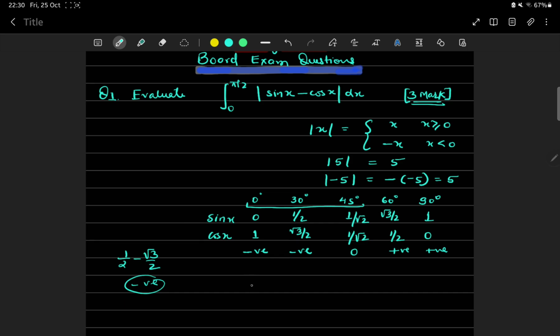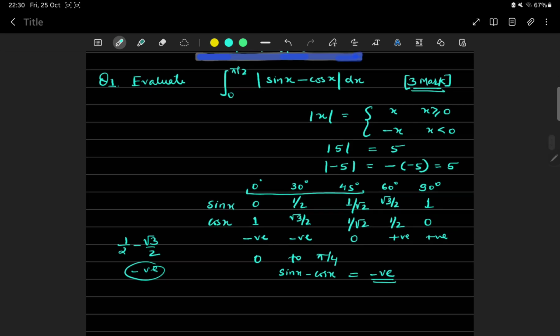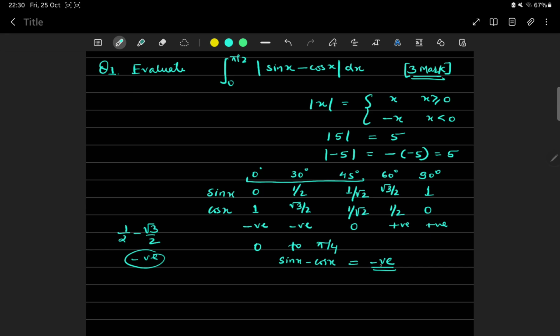So actually what is happening is that in the interval 0 to pi by 4, sin x minus cos x gives us a negative value. Okay, so what is the role of the modulus function? If there is any negative value in the modulus function, it will make it positive by supplying another negative sign. So this question can be broken into 0 to pi by 4. Sin x minus cos x is already negative in this interval, and the modulus function puts one more negative sign to make it positive.